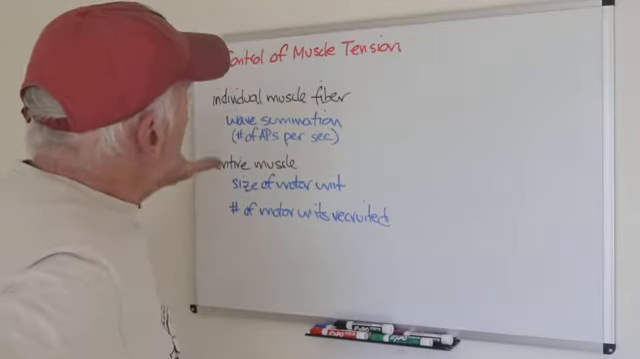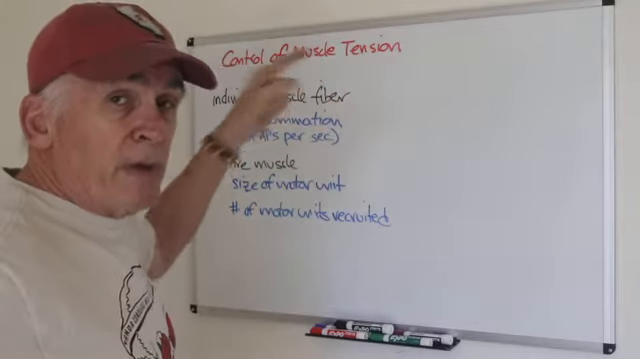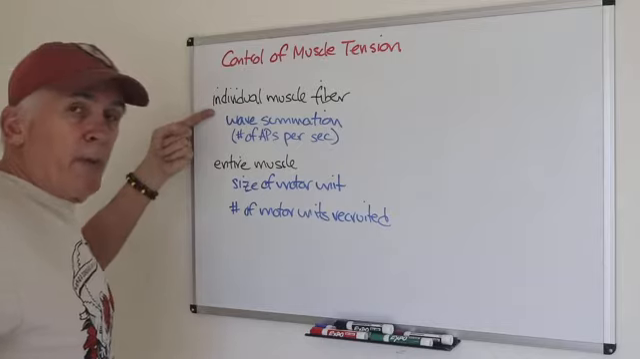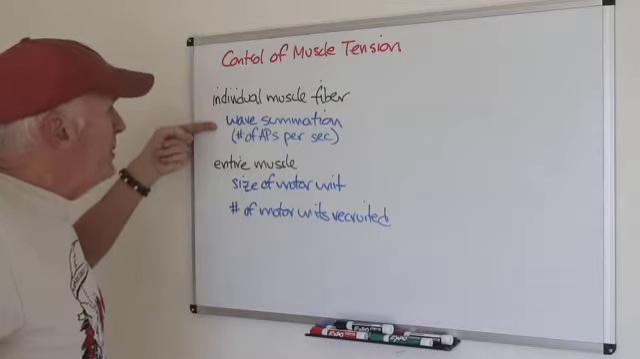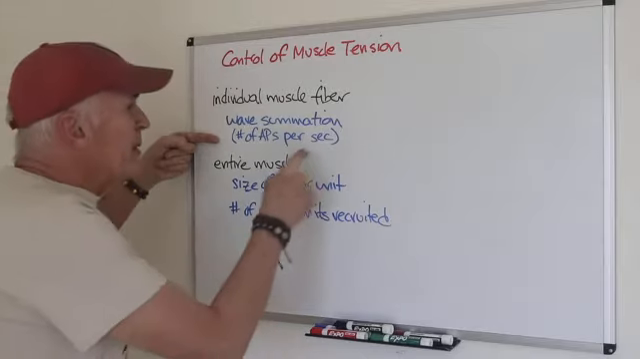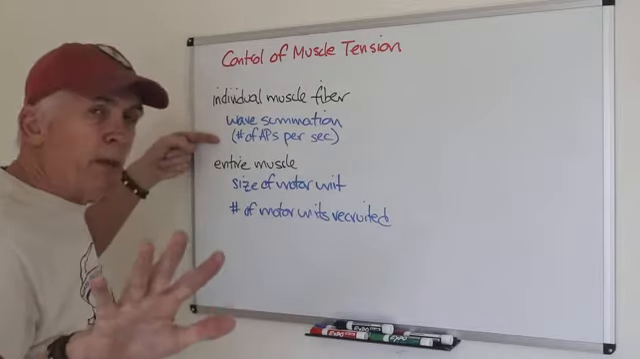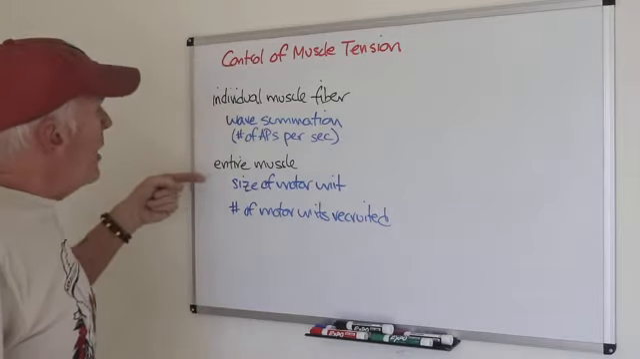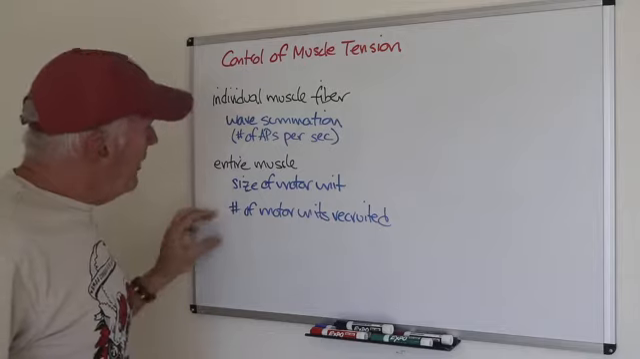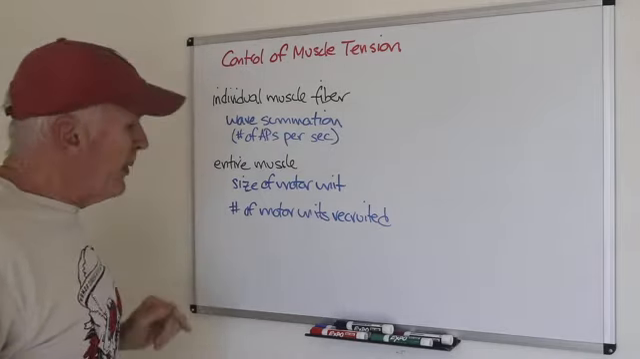So there are three basic ways that your muscles can control the amount of tension. For an individual muscle fiber, it's what we call wave summation, which is essentially the number of action potentials per second. It doesn't have to be per second, it's just per unit of time. Second was just convenient. And then for the entire muscle, we can control via the size of the motor unit and via the number of motor units recruited. Let's look at this one first.